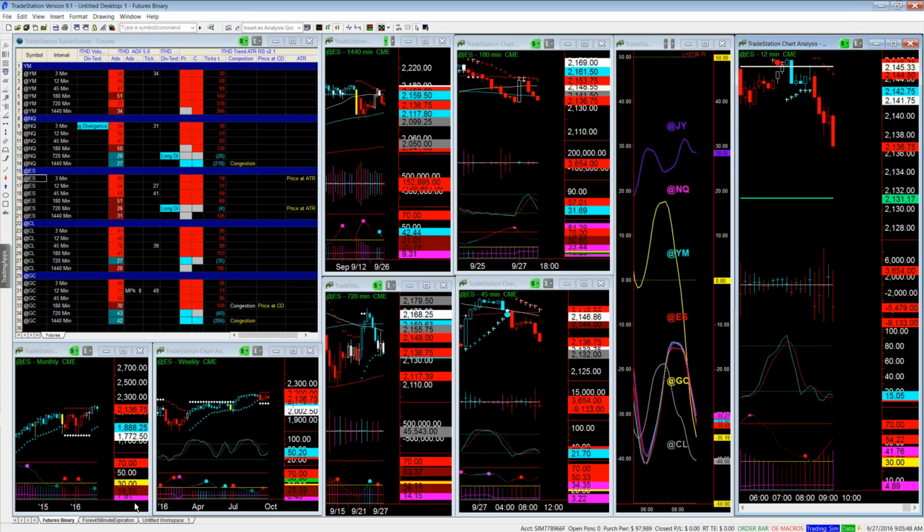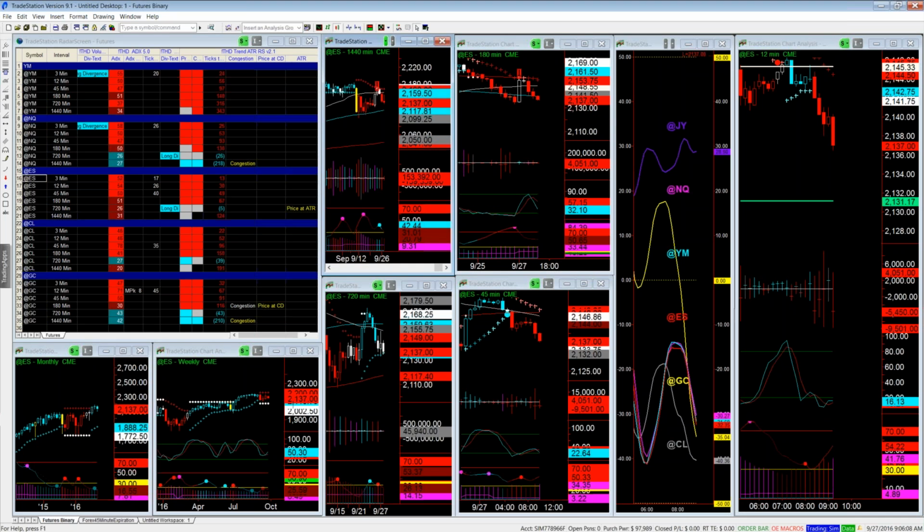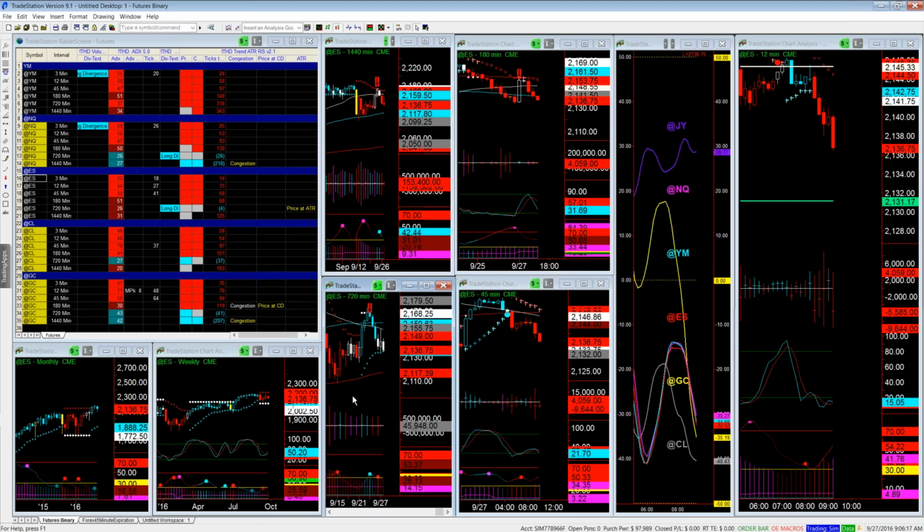Usually when the higher time frames are dominating, that's when it's harder to find the entries on these lower time frames. You can see on the ES, you were at the ATR on the 180. Also at the ATR on the 1440 earlier. And on the ES, you were at the congestion dot with volume divergence. This just tells me that the higher time frames are dominating right now. And that's usually when you see bigger moves, is when they're dominating.